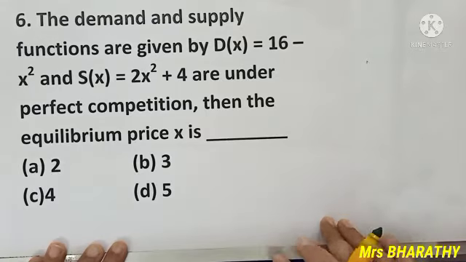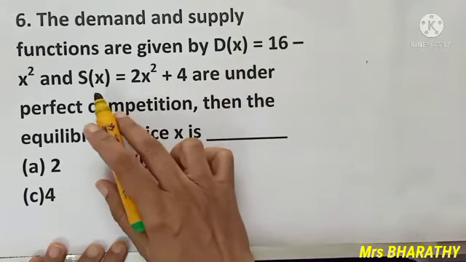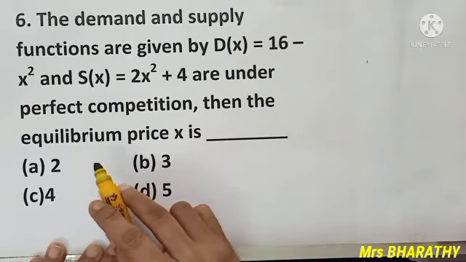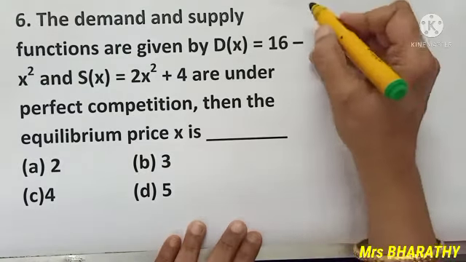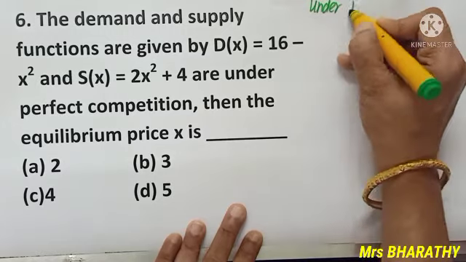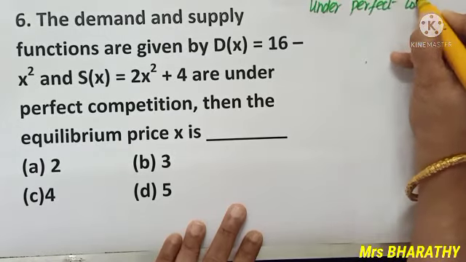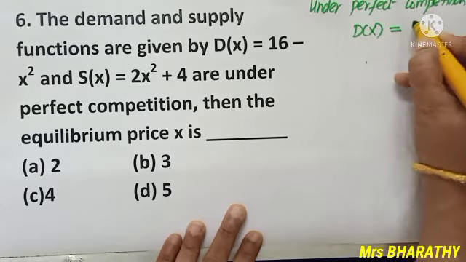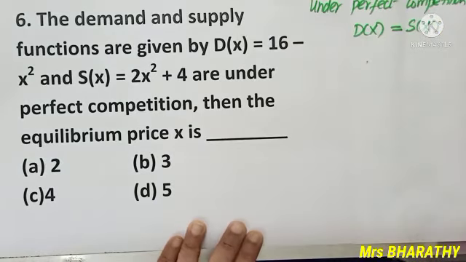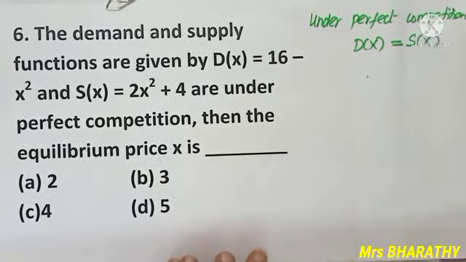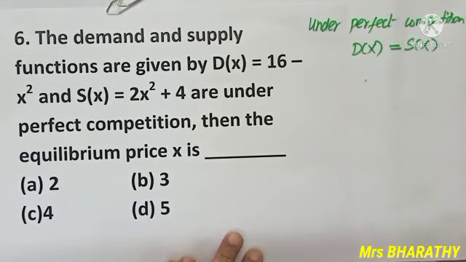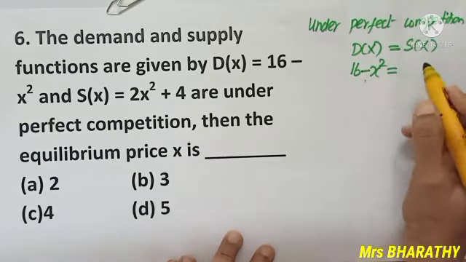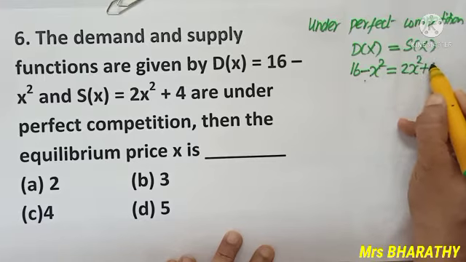Question number 6. The demand and supply functions d of x and s of x are given. Under perfect competition, we need to find the equilibrium price. We know under perfect competition, d of x must be equal to s of x. That is, under perfect competition, demand and supply must be equal. As I equate, demand is 16 minus x square. Supply is 2x square plus 4.